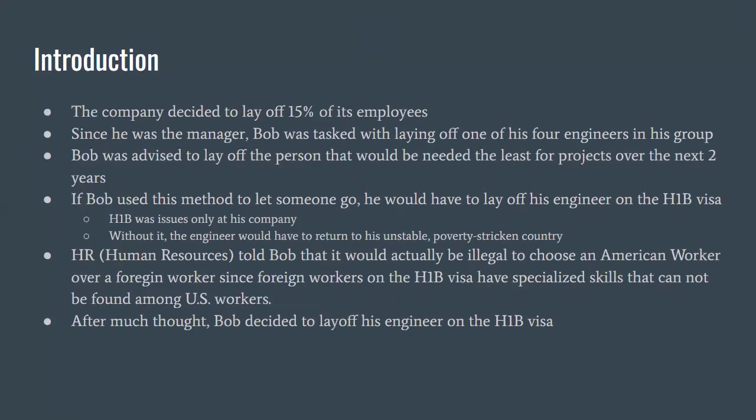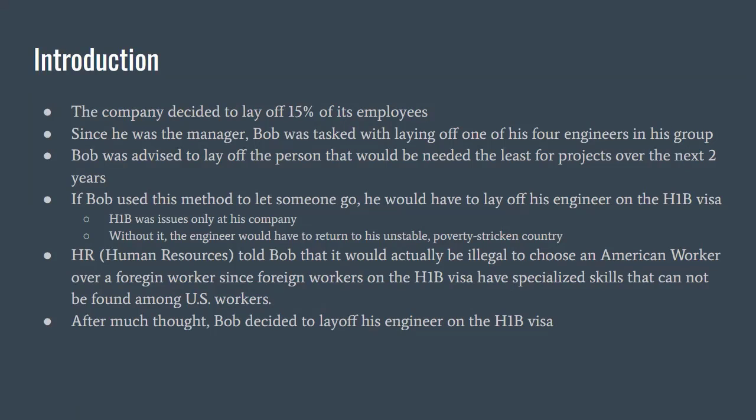So, to quickly go over the case foundation, there was a company that decided to lay off 15% of its employees. Since he was a WIP manager, Bob was tasked with laying off one of his 4 engineers in his group. Bob is just a filler name in this case for easy communication. Bob was advised to lay off one person that would be needed the least for projects over the next 2 years. If Bob was to use this method to let somebody go, he would have to lay off his engineer on the H-1B visa.